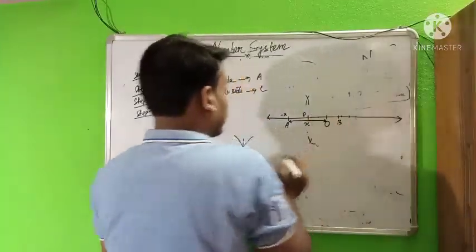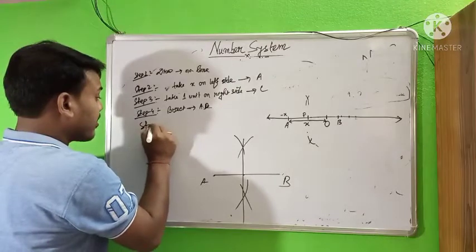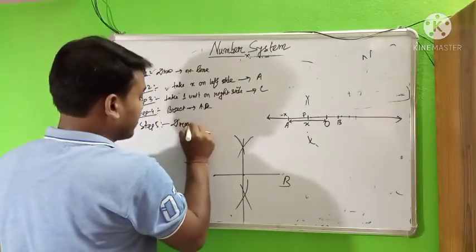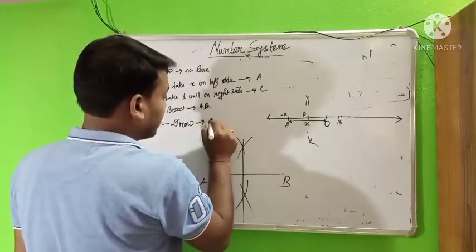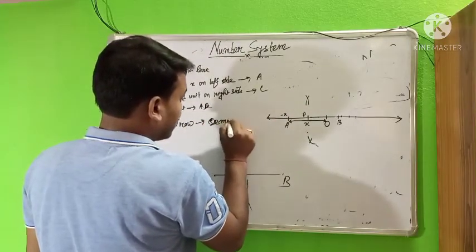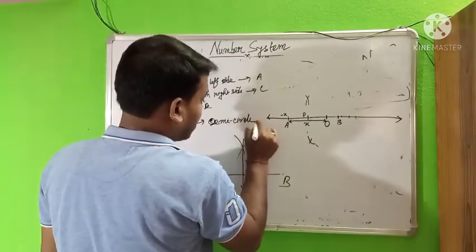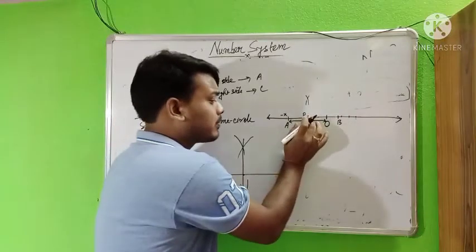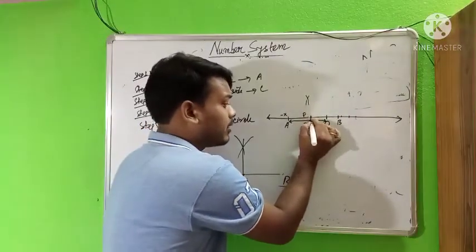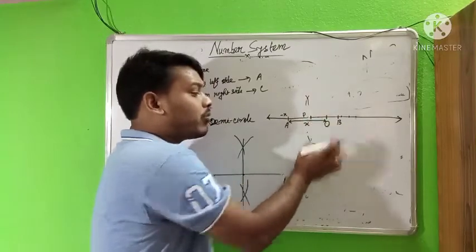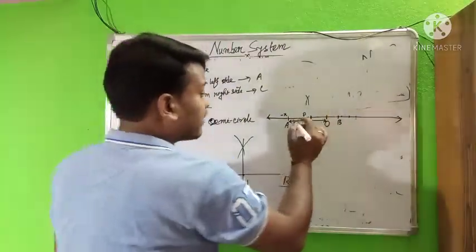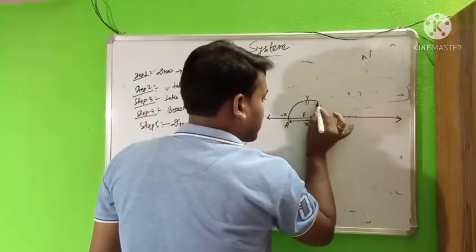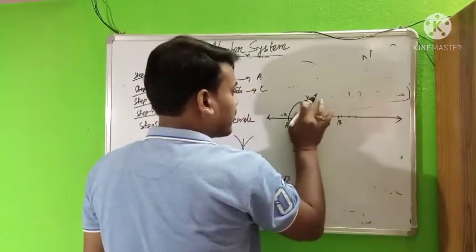Next, step 5: draw a semicircle, or half circle, with radius AP or PB. So AP and PB are equal. If we draw the semicircle, it will look like this. Oh, B, not P.